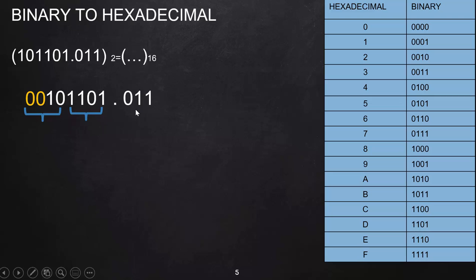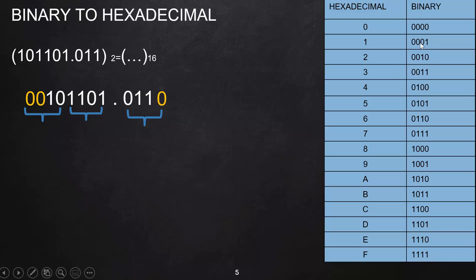Now we can consider the fractional part. After the decimal point we have only 3 bits, 0, 1, 1. So we need to append 1 more 0 to the right hand here. In case of the fraction, we can append any number of 0s to the right hand. In case of the whole part, we can append any number of 0s to the left hand. So here it is a full group now.